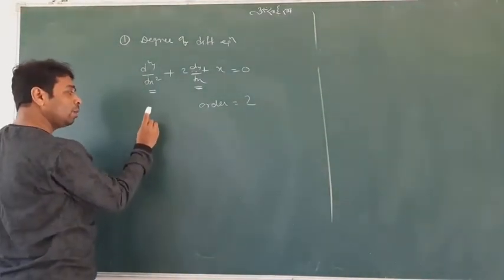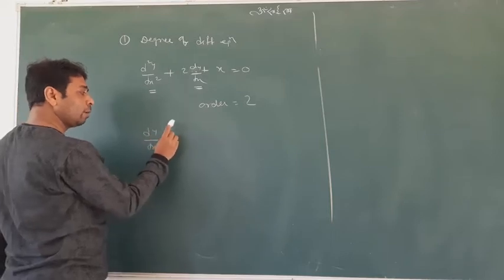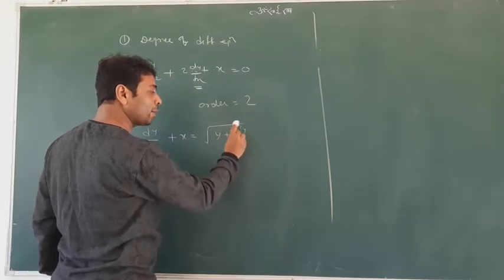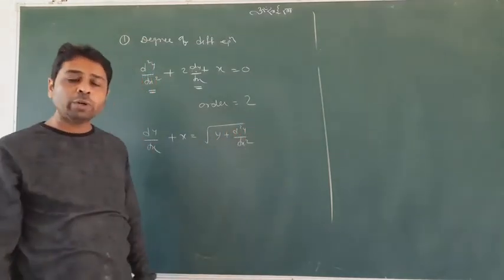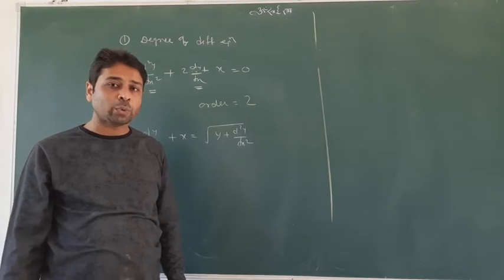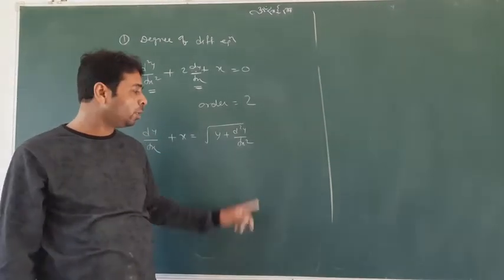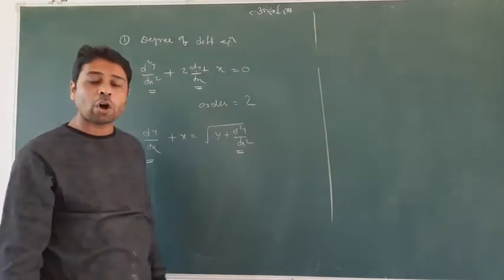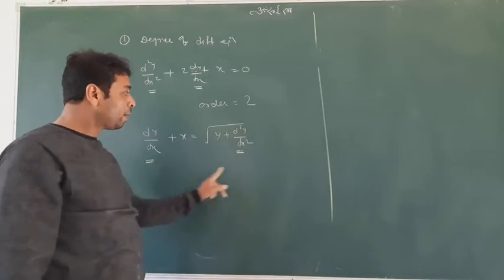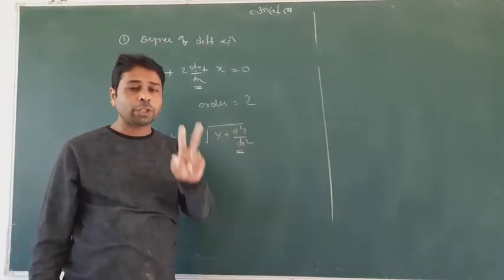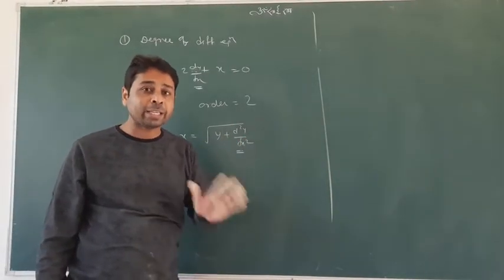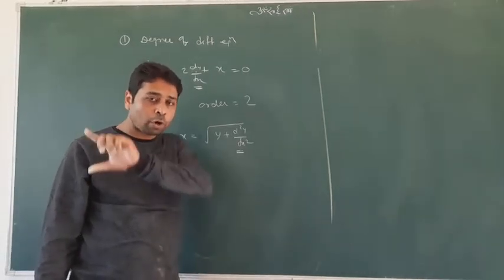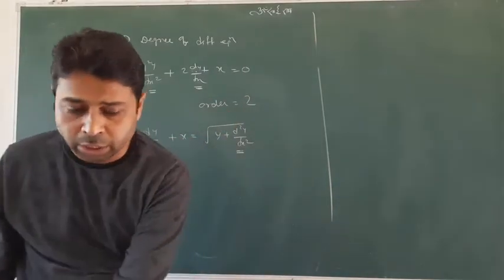Like if I ask you, dy by dx plus x is equal to y plus d square y by dx square. Again, you don't need to change the equation. As it is, you can identify. Can you see the derivative section? This and this. This is a derivative, this is a derivative. The highest order is 2. So the order of the whole differential equation is 2. So identify the highest order of the derivative, and that is called the order of the whole differential equation. This is the order.